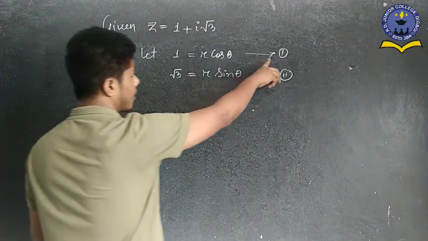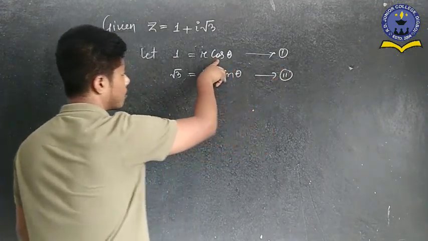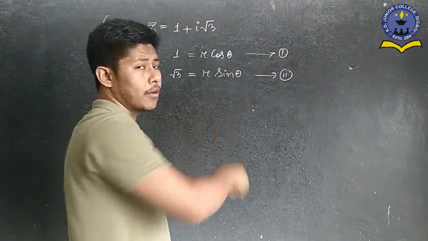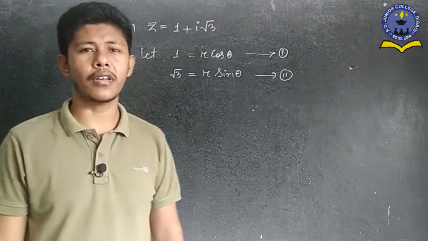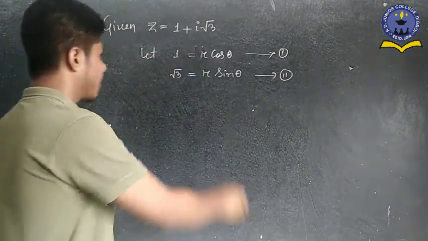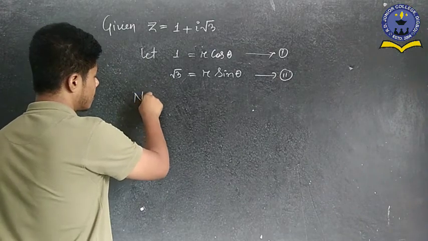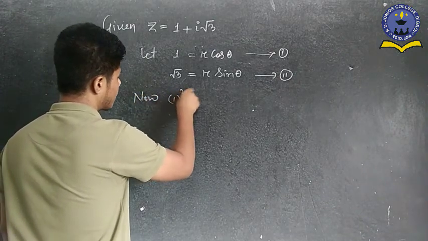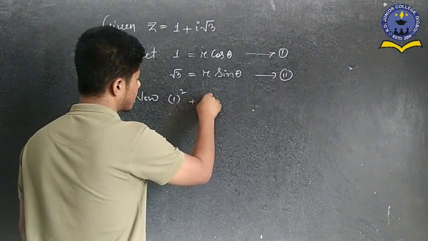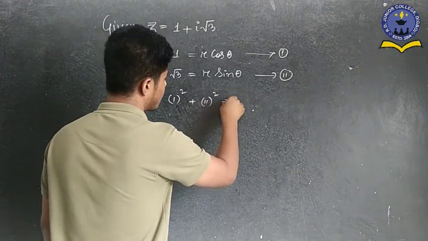Just squaring and adding these two. You see here cos theta and sin theta are there. Since we know the identity cos square theta plus sin square theta equal to 1, easily we can find out here. Now what you have to do here? Simply you have to square these two: 1 square plus root 3 square.